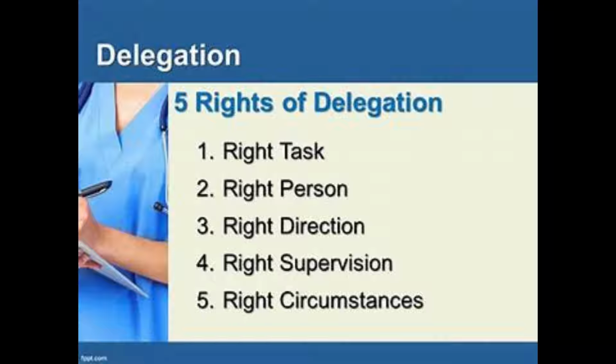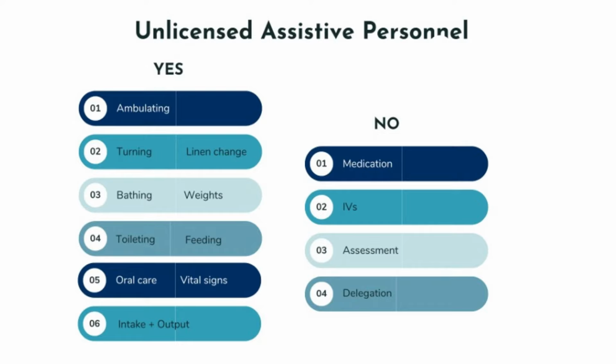Now, the next question we need to ask ourselves moving forward is, if we know all of these are the different rights of delegation, who are we delegating to? Of course, we have the unlicensed assistive personnel. You might see UAP, unlicensed assistive personnel. The question is, what are the tasks we can delegate to them and what are the tasks we cannot delegate to them? If you look at this picture, you're going to have yes, no, meaning these are tasks they can do. The no part of it are tasks they cannot carry out.